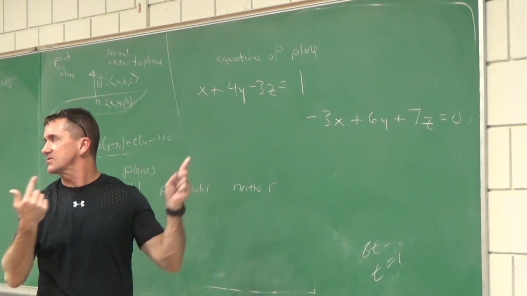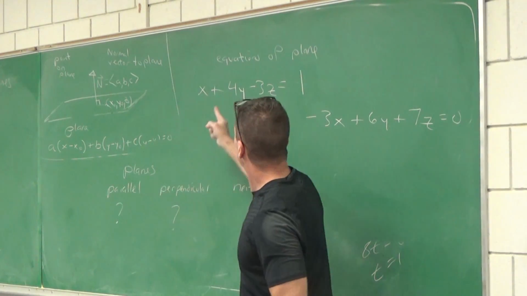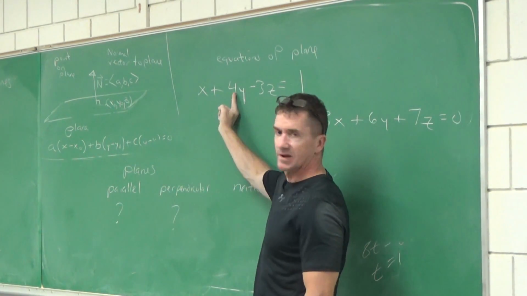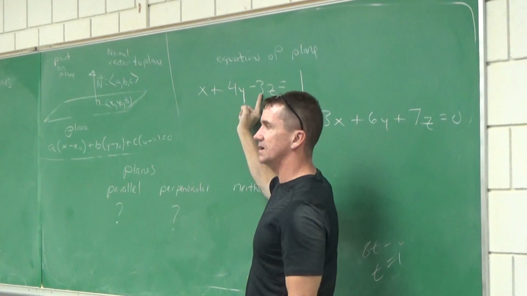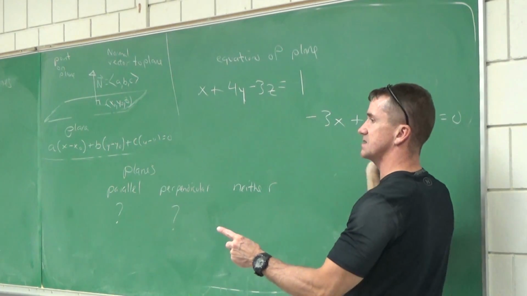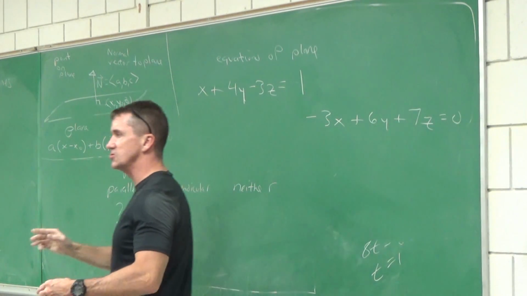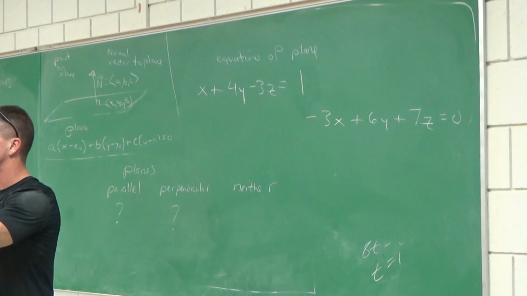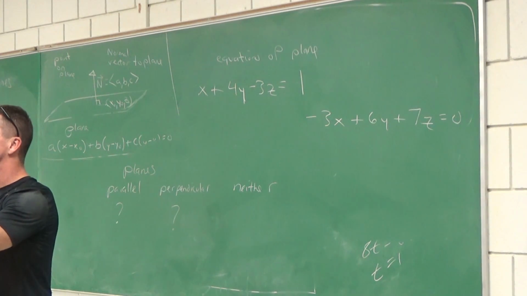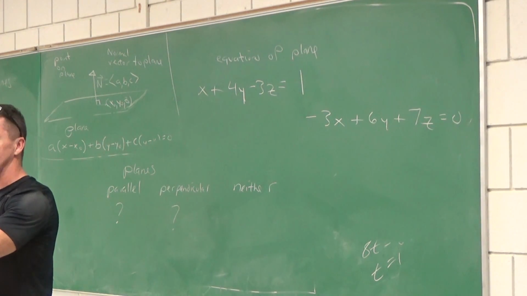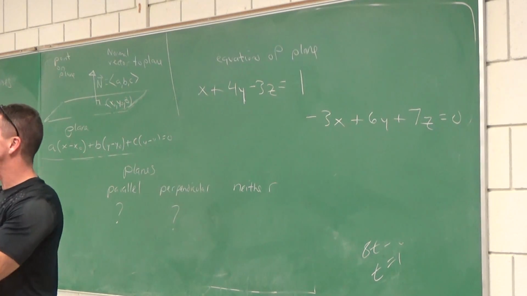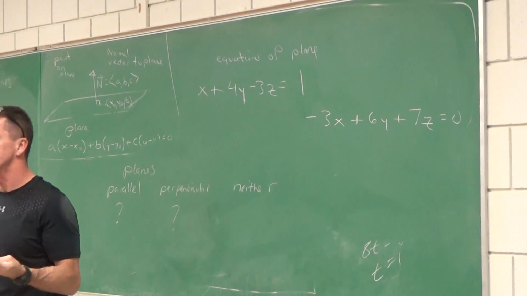Where are the normal vectors hidden in these planes? The coefficients. What's the normal vector of this plane? 1, 4, -3. What's the normal vector of this plane? -3, 6, 7. What would have to happen for those two planes to be perpendicular? You dot them, what would you get? 0. Does everyone agree? So that's how we can check to see whether or not the planes are perpendicular.